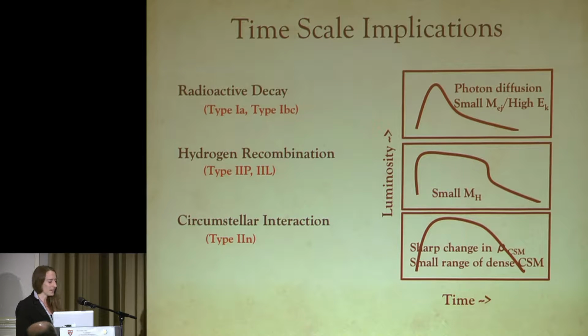So for radioactive decay, your timescale is mostly dictated by the photon diffusion timescale, so a smaller timescale typically means smaller ejecta mass. Similar for hydrogen recombination, your timescale is going to be related to just how much material you'll have around to recombine, and it's clearly more complicated for circumstellar interaction, but your timescales are going to be related to what radius that material is located at, what the changes in density are, things like that.